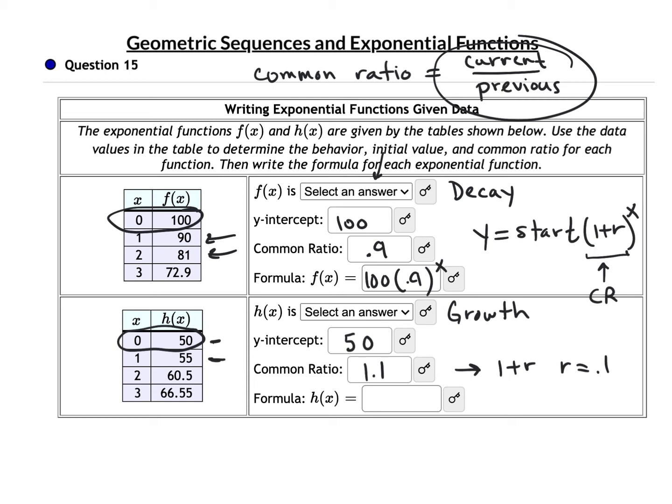Multiplying by 1.1 increases whatever you're multiplying by 10%. The formula is y equal to start, that's 50, the y-intercept, times 1 plus the rate, that's 1.1, to the power of x.